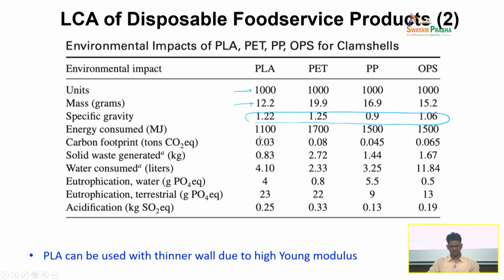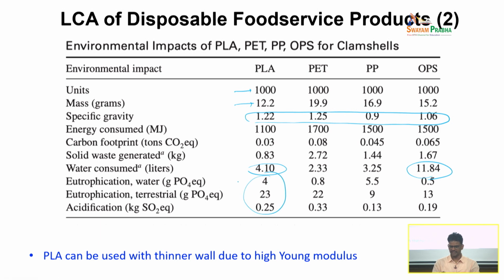Energy consumed: you see PLA has the lowest among the lot. If you look at carbon footprint, again PLA has the lowest, and polypropylene is next to it. And then if you look at solid waste generated, PLA generates less waste compared to the other two. Water consumed: of course PLA consumes more water because of corn production, whereas PS has the next biggest.